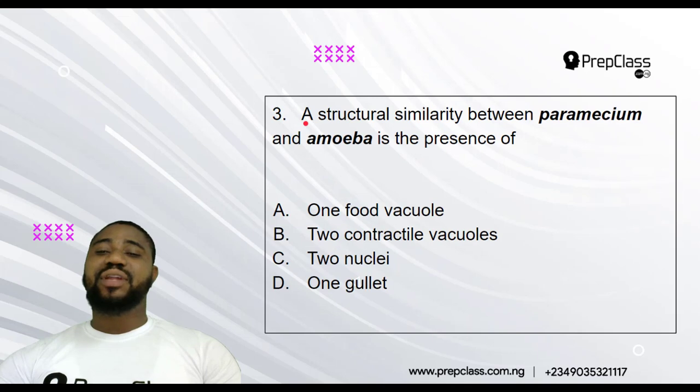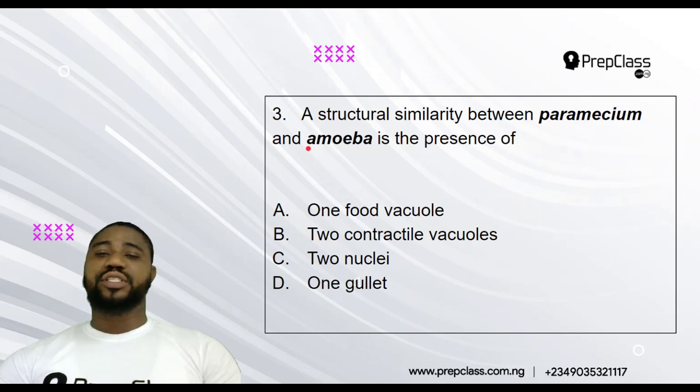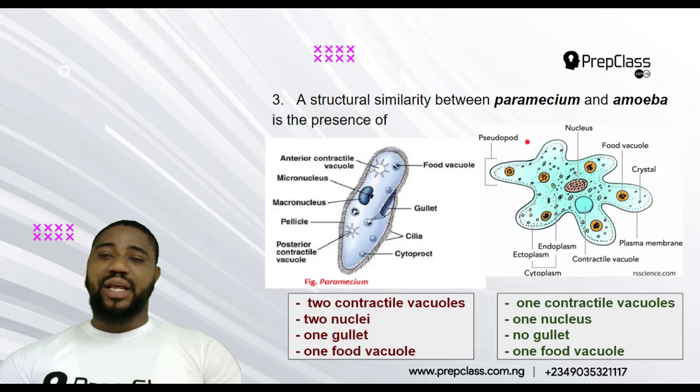A structural similarity between paramecium and amoeba is the presence of: 1 food vacuole, 2 contractile vacuoles, 2 nuclei, or 1 gullet. Remember that both paramecium and amoeba are protozoa, those protists that have animal-like features. So these two are animals. They cannot photosynthesize, but there is a very gross difference between them.